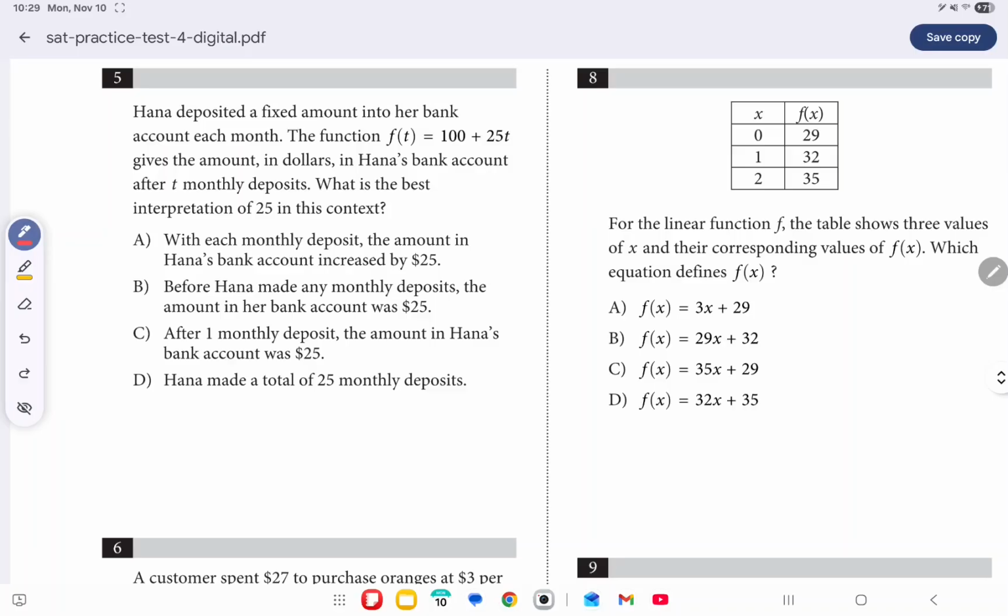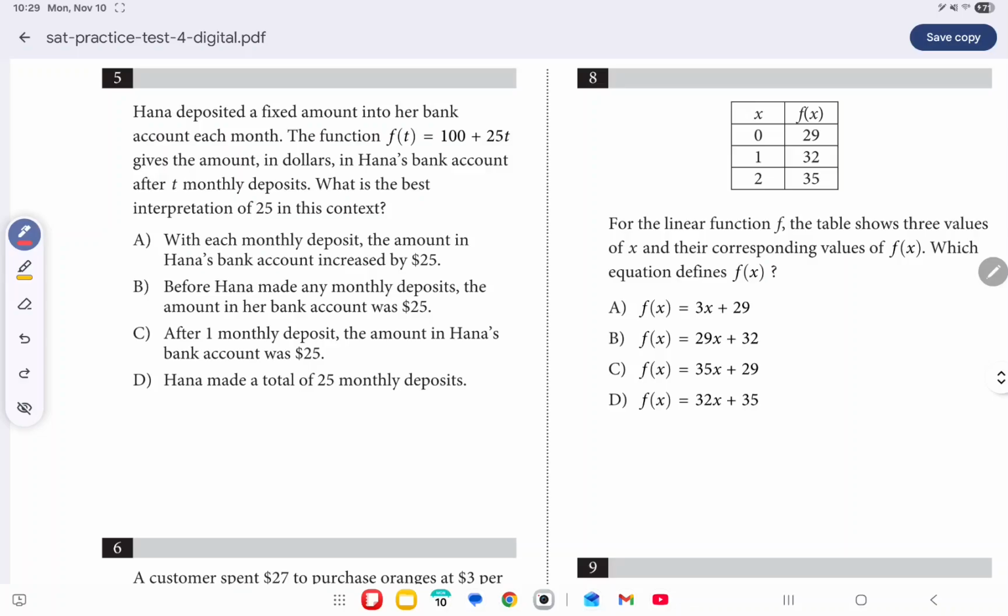And as I increase the value of t, I notice that the function increases by $25, or by 25. So in this context, that 25 seems to be the amount the account grows every month. And that's the kind of answer we're looking for. So we look at answer A. With each monthly deposit, the amount in Hannah's bank account increased by $25. That sounds like the right answer, but let's make sure that there's not a better answer.